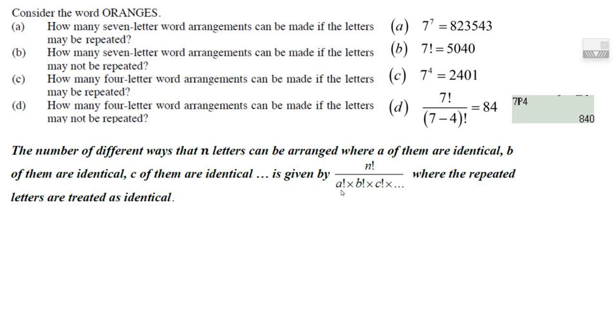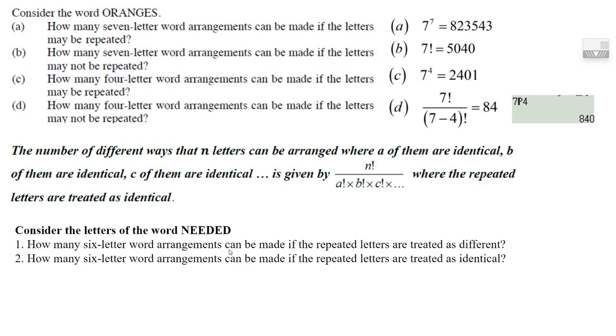So just go, if you've got a triple letter, just 3 factorial. If one letter is doubling up, 2 factorial. Just put it in the bottom of the fraction, with the number of letters you've got in the top. Let's look at a question.